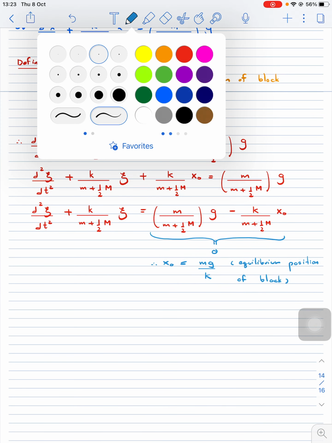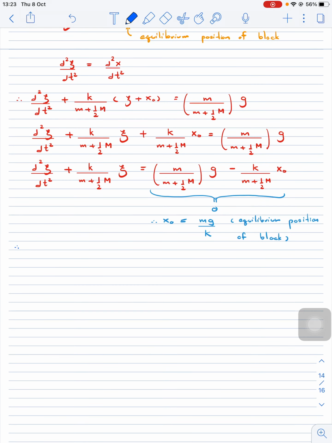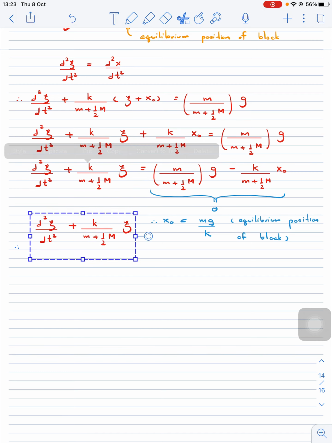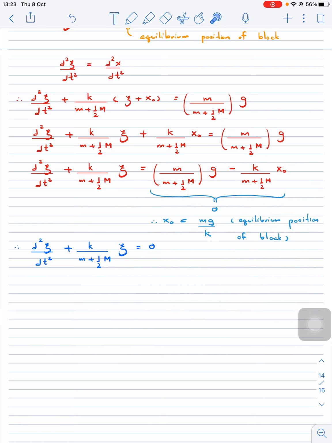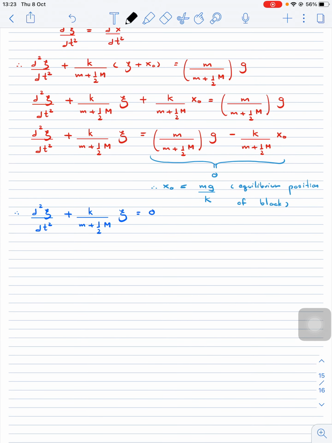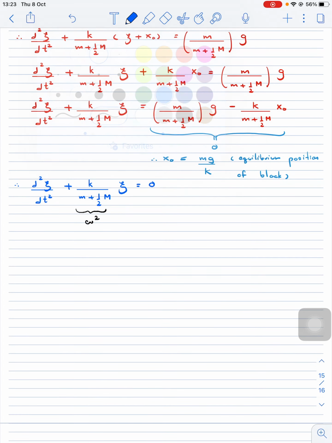So finally, you can see that we have the whole thing here equal to 0, and that's it. Now this equation looks exactly like the fundamental equation of simple harmonic motion. We can say that this term must be equal to omega squared, or we get that the angular frequency in this case, omega, equals the square root of k over m plus 1/2 capital M, and that's it. That's going to be the answer.